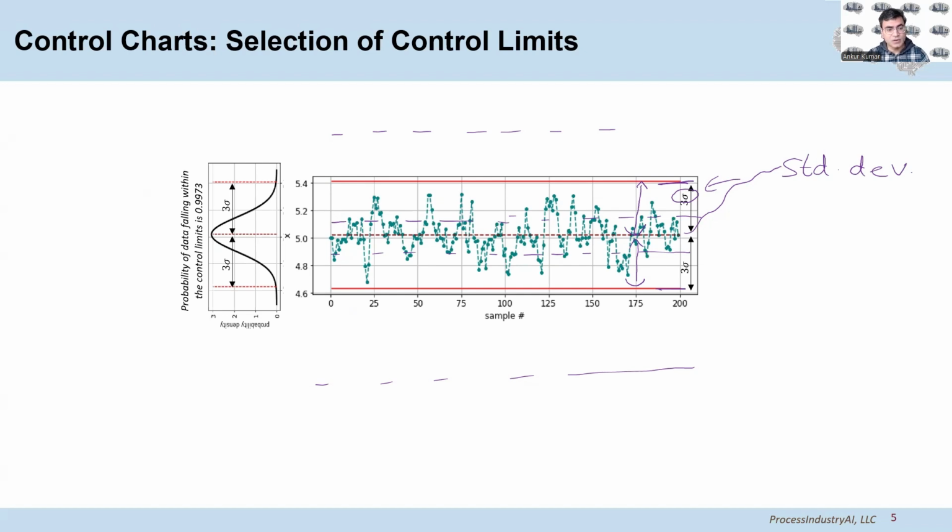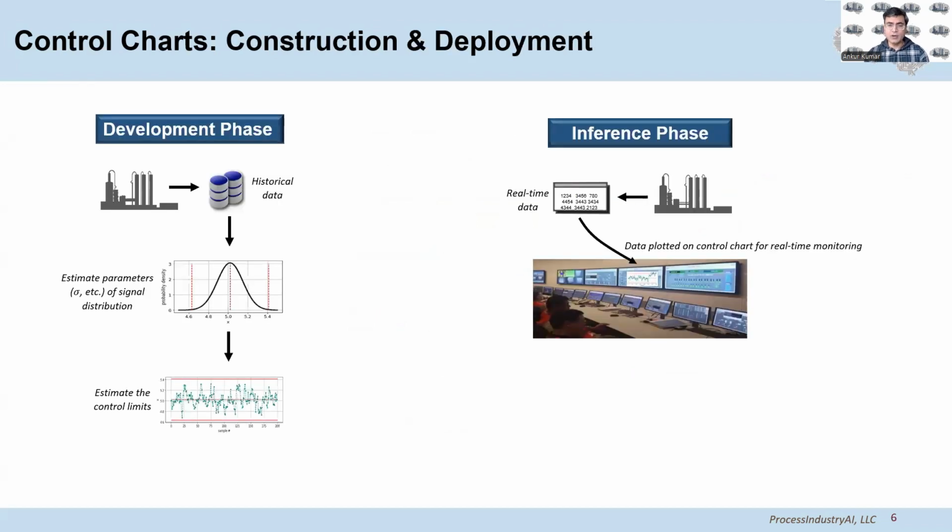Well, as it turns out, if your process signal X follows a Gaussian distribution, then the probability of X falling outside of the control limits is very small. It is just 0.0027, which means only 0.27% of your samples will end up outside the control limits when your process is operating normally. Alright, now you have some idea about how to set the control limits.